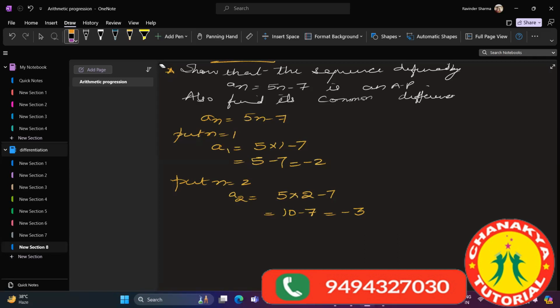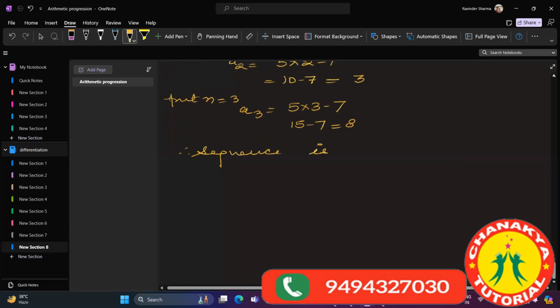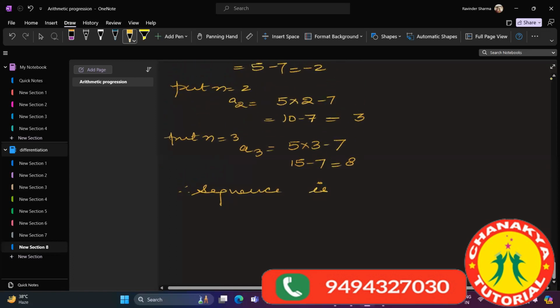Yes. Then put n equal to 3. Then it will be 5 into 3 minus 7. So 15 minus 7, it will be 8. So your sequence is, you will write, therefore, sequence is: your first term was minus 2, so minus 2, then 3, then 8, and so on.